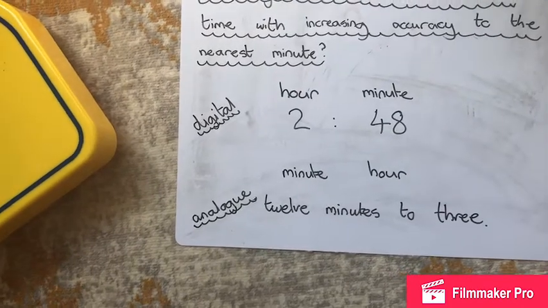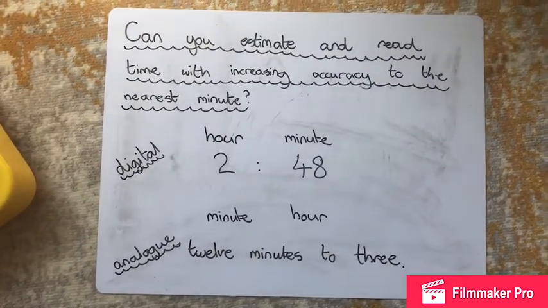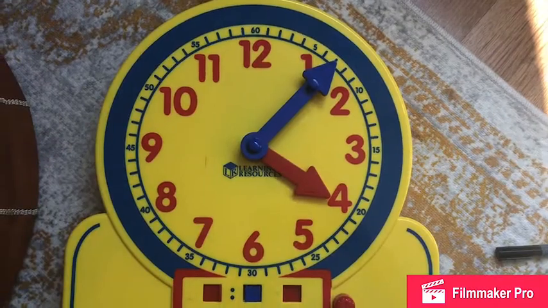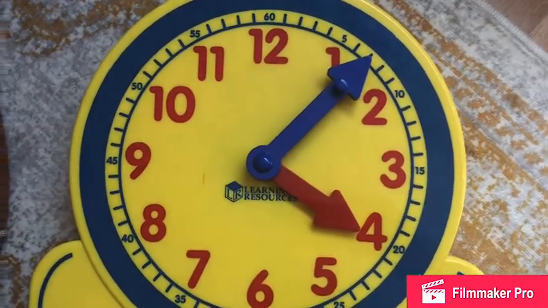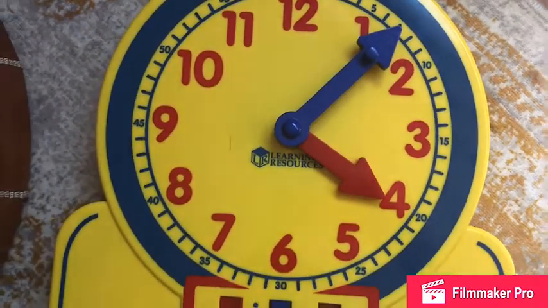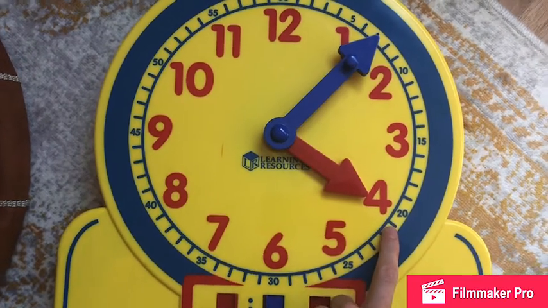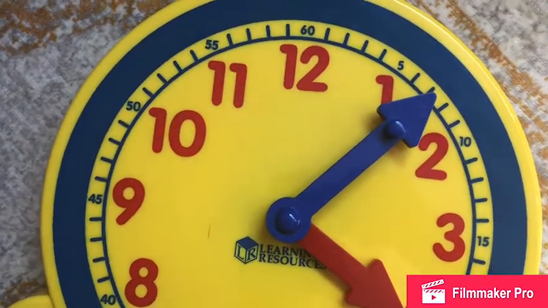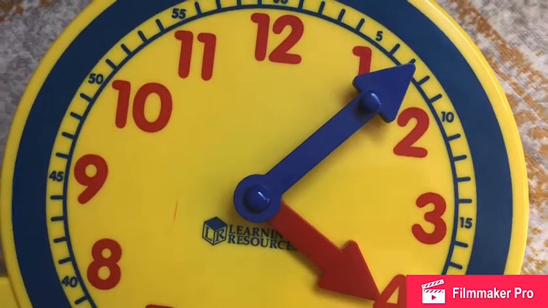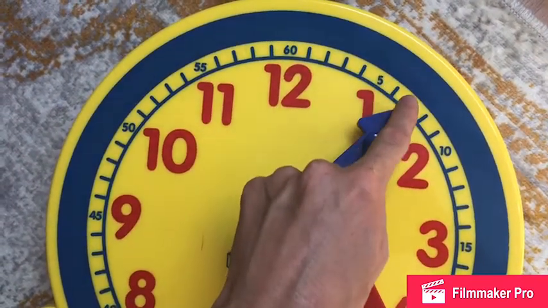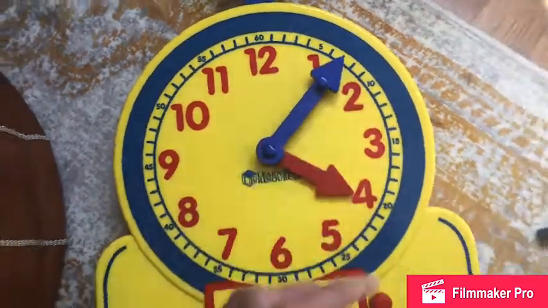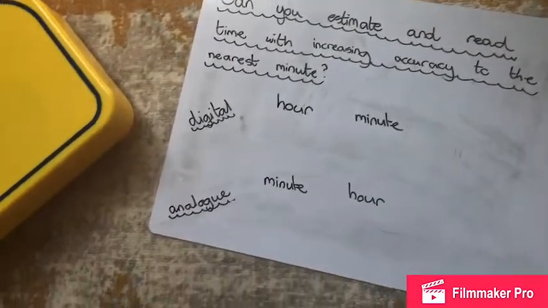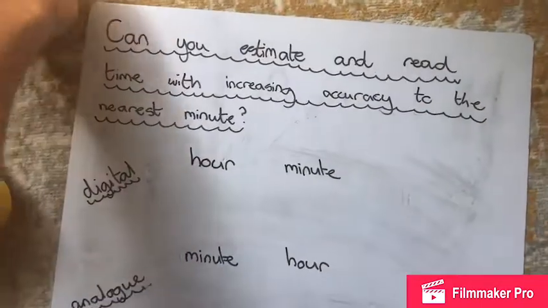Okay, let's have another look at a different example. So with this example, we can see that our hour hand is at the 4. Our minute hand is 5, 6, 7 minutes past. So let's think about how we're going to record that.